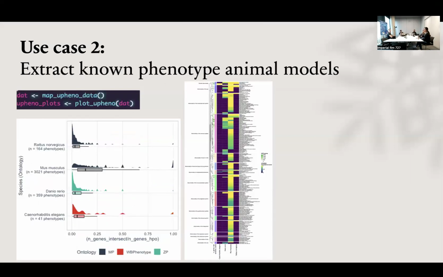Another use case is to extract known animal models that have a given phenotype that also exists in humans. So in this case, we're conceptualizing the nodes as, let's say, starting with a human phenotype, and then how does that map onto the equivalent phenotype in a mouse or a zebrafish or a frog?